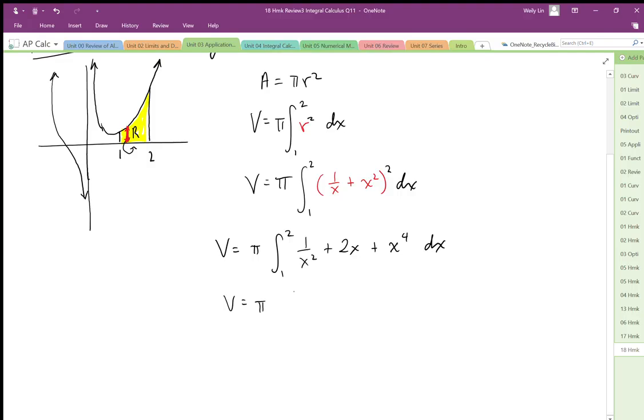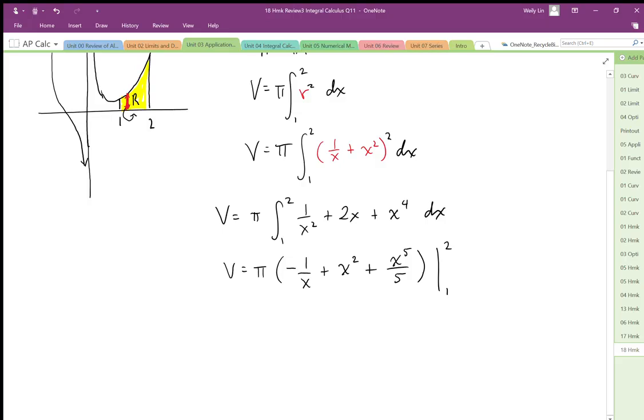Working this out, we're going to plug in the values. Oops, sorry, we need to integrate this first. So we end up with negative 1 over x, the antiderivative of 1 over x squared. The antiderivative of 2x will be x squared. The antiderivative of x to the power 4 is going to be x to the power 5, and we're going to divide that by 5. And then our bounds of integration are from 1 to 2.